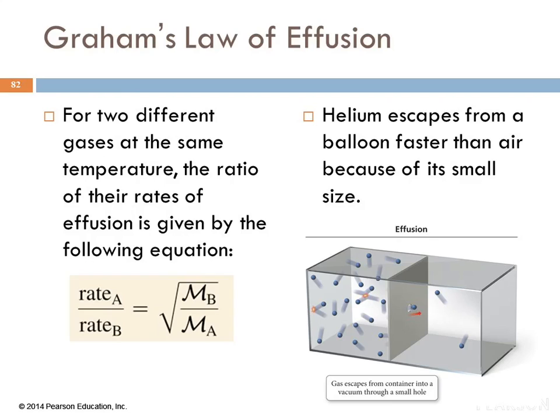Graham's law of effusion shows us the ratio between two gases. So for two different gases at the same temperature, the ratio of their rates of effusion is given by this equation, which you could derive fairly simply from that root mean square velocity equation. The rate at which A effuses divided by the rate at which B effuses is equal to the square root of the ratio of their molar masses, B over A. So this is A over B, this one's B over A.